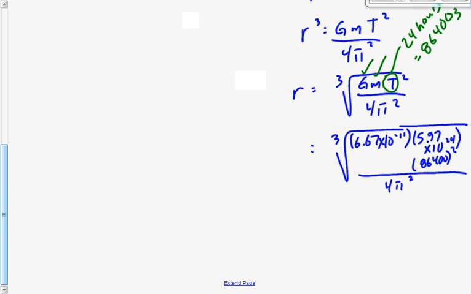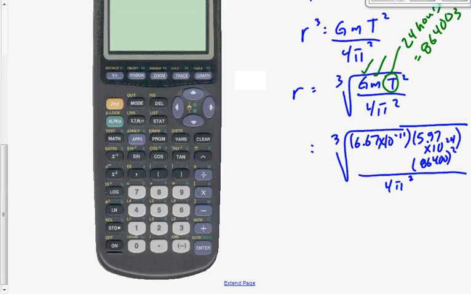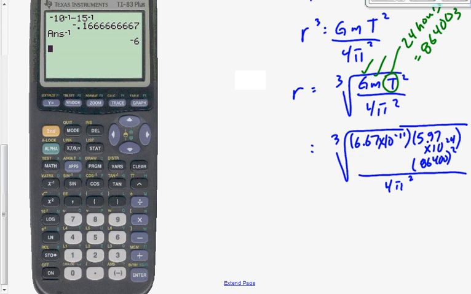Wow, that's ugly. Let's get a number inside that cube root sign for a second. First, let's do that here. Let's say 6.67 times 10 to the minus 11 times 5.97 times 10 to the 24 times 86,400 squared. Okay, we get a number on the top there. Let's divide that by 4 pi squared. Use some brackets here: 4 times pi squared. End those brackets. Okay, that's what's inside the cube root sign now.